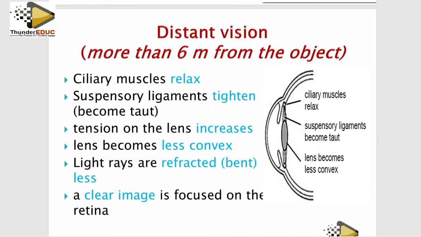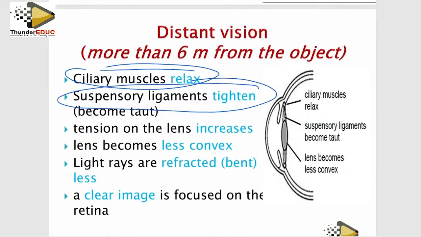Can I see the tension? I don't see the tension. I only see that this one is a structure: the ciliary muscles relax. This one is a structure: the suspensor ligament. You see them. But I can't see the tension on the lens, although I can see that the lens has become less convex. So I'll look at this, and I'll also look at that.